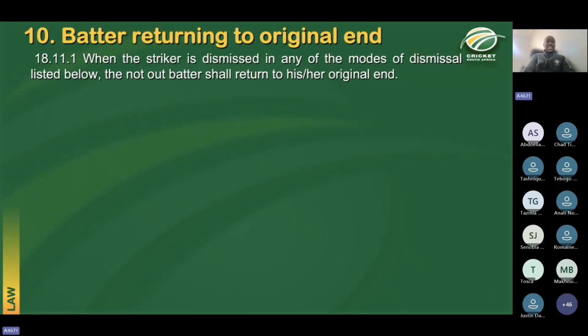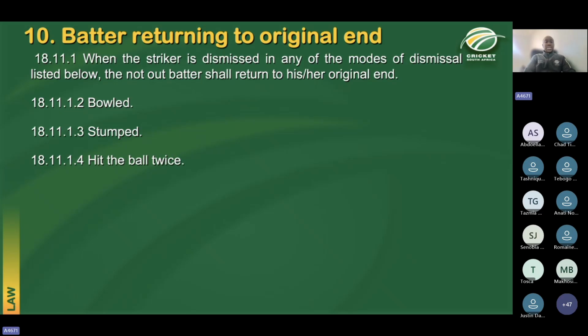When the striker is dismissed in any of the modes of dismissals listed below, the not out batter shall return to his or her original end. If the striker is out bowled, then the non-striker will remain at the non-striker's end. If the striker is out stumped, then the non-striker will remain at the non-striker's end. If the striker is given out hit the ball twice, then once again the non-striker will remain at the non-striker's end.